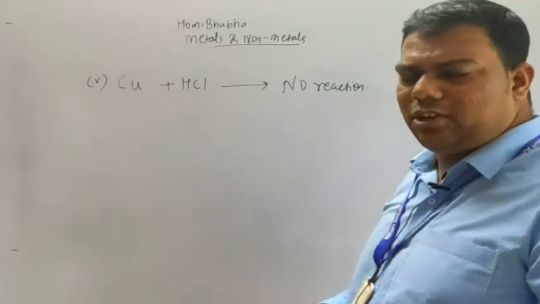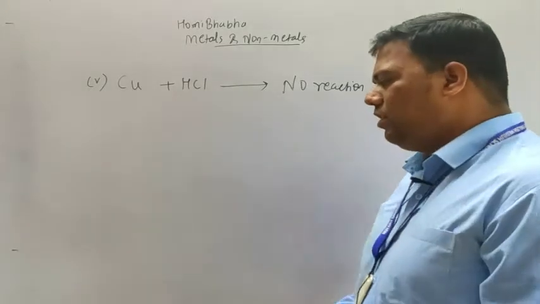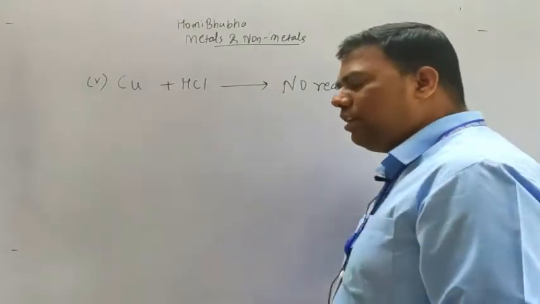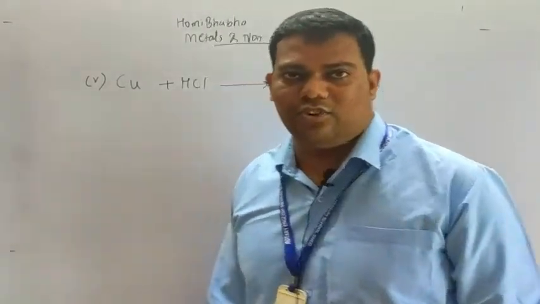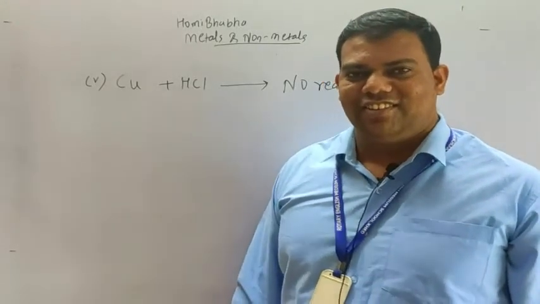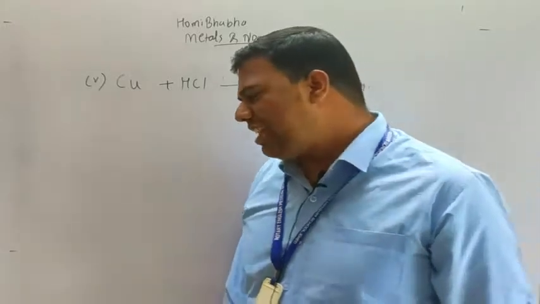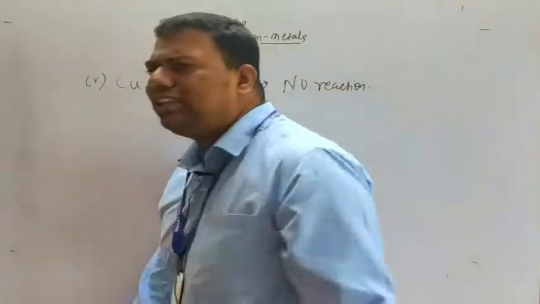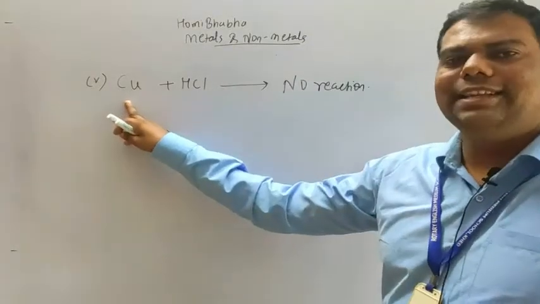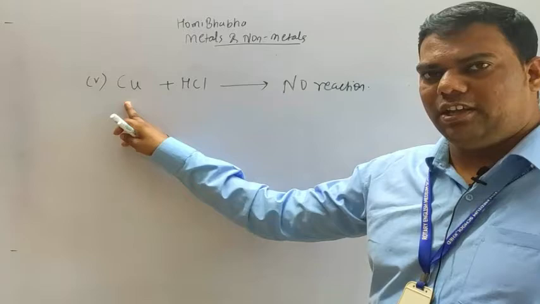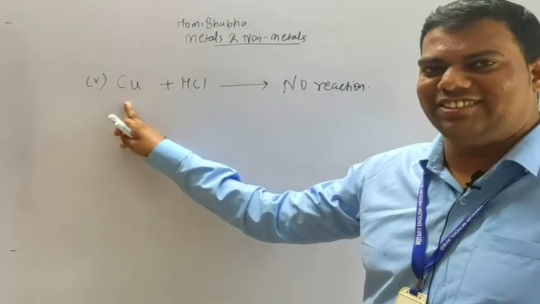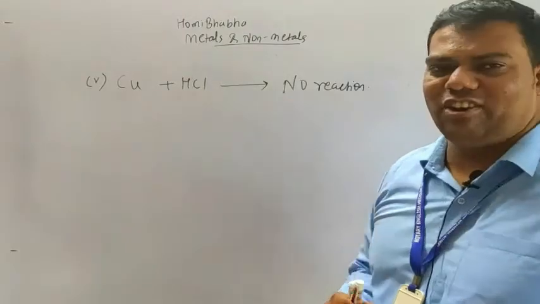Why? Because copper is less reactive. Copper is below hydrogen in the activity series. So it can't displace hydrogen from this acid because copper is less reactive. Are you remembering this activity series? So no reaction will occur.